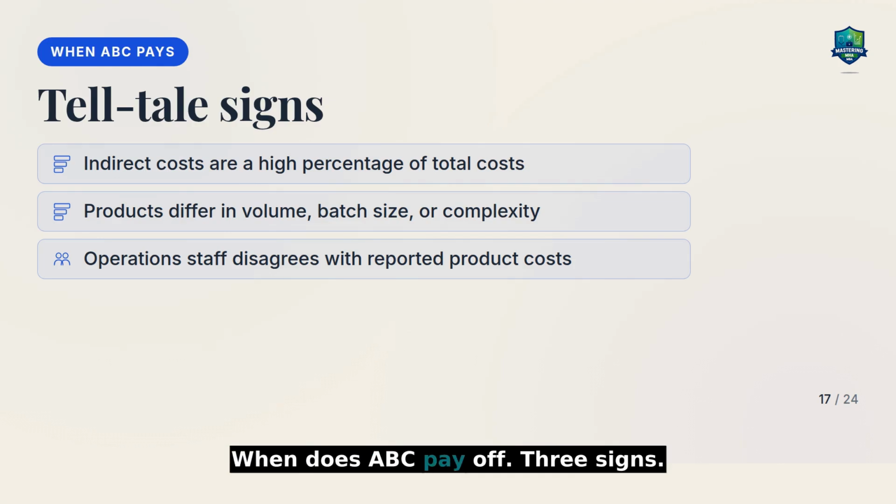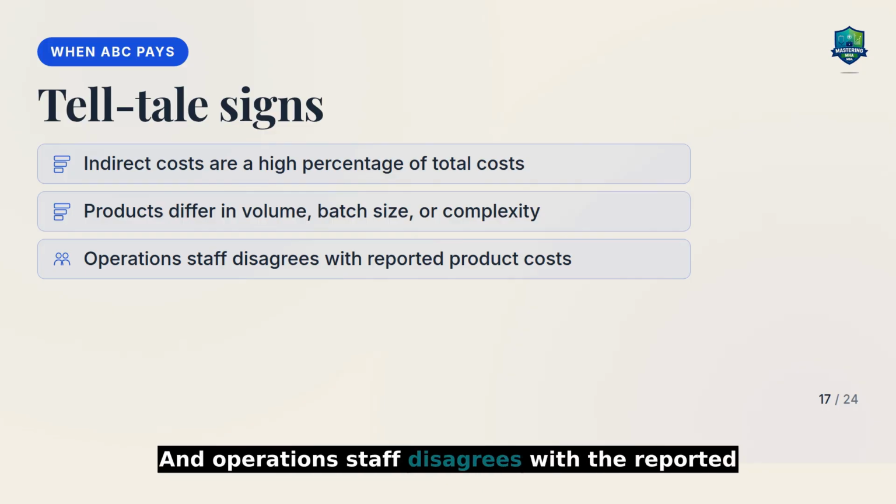When does ABC pay off? 3 signs. Indirect costs are a high percentage of total costs. Products differ in volume, batch size, or complexity. And operations staff disagrees with the reported product costs. If you have any two of these, ABC almost certainly pays for itself.